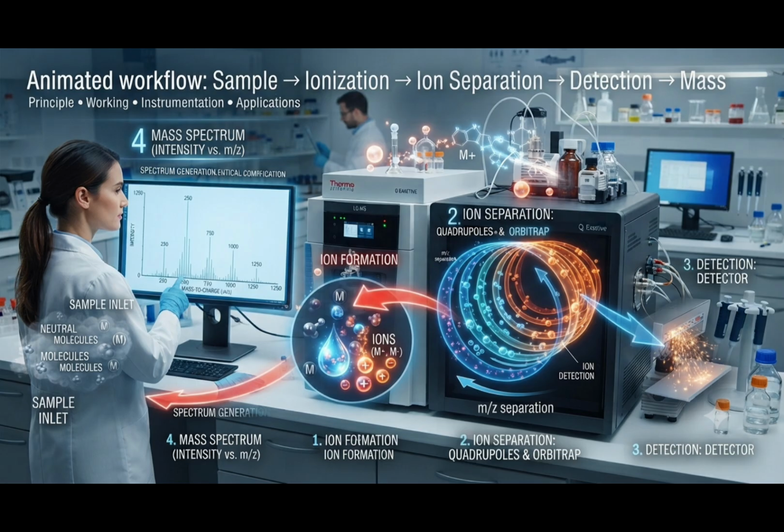Basic principle. The basic principle of mass spectrometry consists of four major steps. First, the sample molecules are converted into ions. Second, these ions are separated according to their mass to charge ratio, represented as m/z. Third, the ions are detected. Finally, the detected signals are processed to generate a mass spectrum. Therefore, mass spectrometry essentially converts molecular information into measurable mass to charge information.